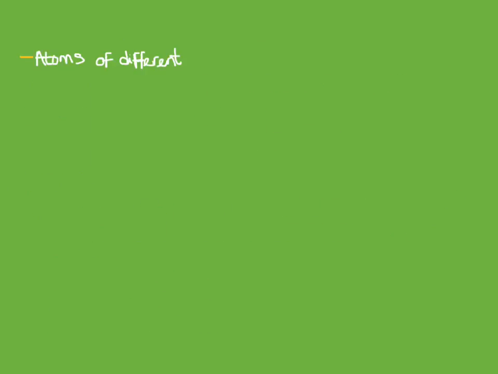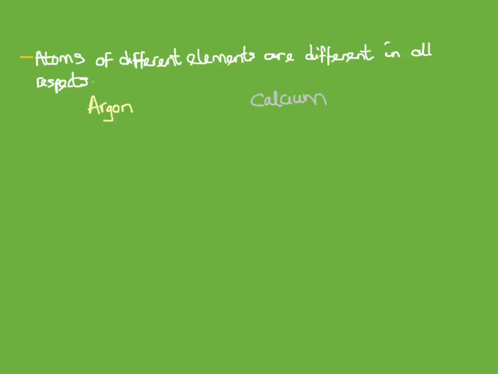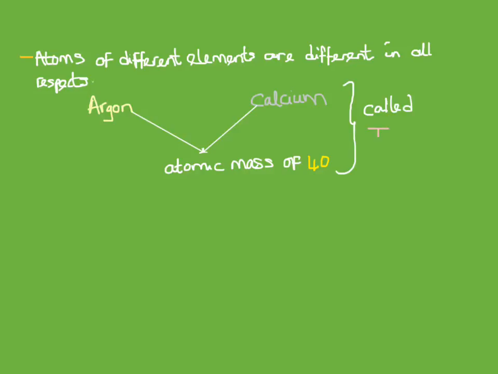Dalton also said atoms of different elements are different in all respects. This has also been proven wrong in certain cases like argon and calcium, which have the same atomic mass of 40. Such atoms of different elements that have the same atomic mass are called isobars.